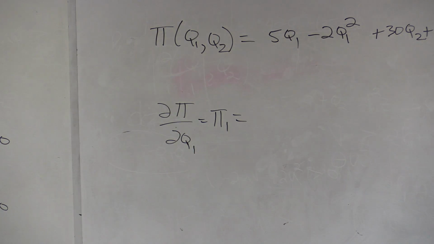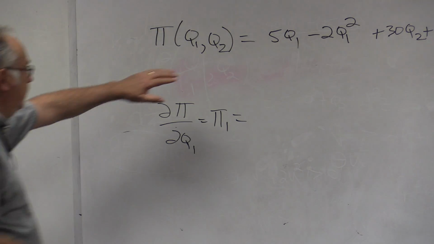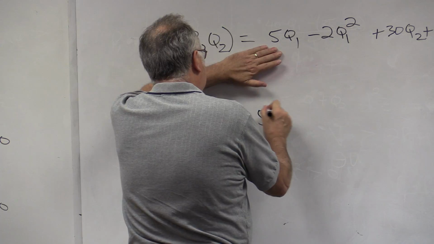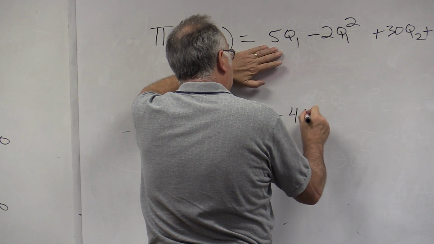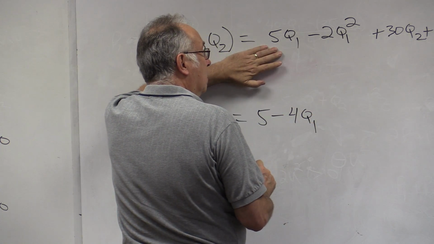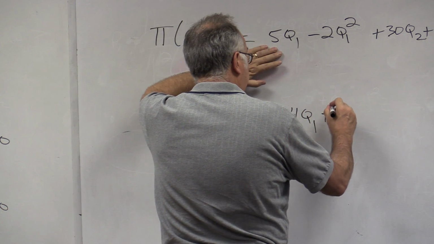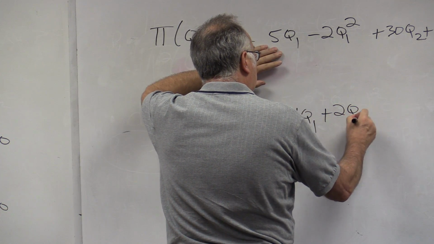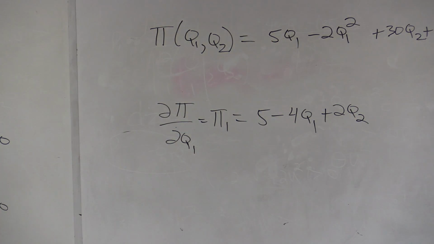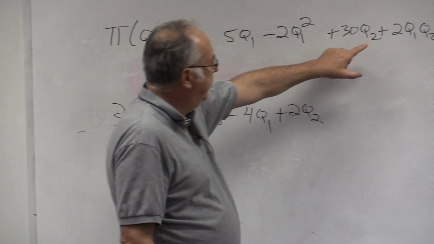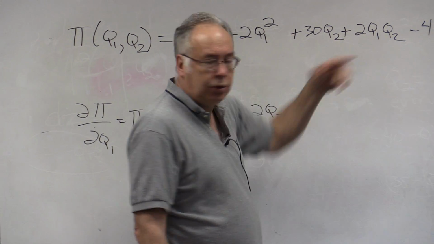Okay, yeah. At this point, let's just go ahead and write it out. 5, you're right. Plus 2. Yes. We're differentiating with respect to Q1. So right here, the coefficient on Q1 is really 2Q2.